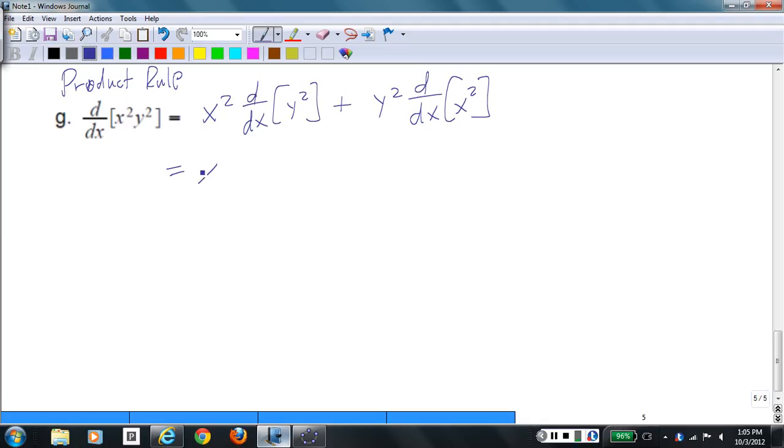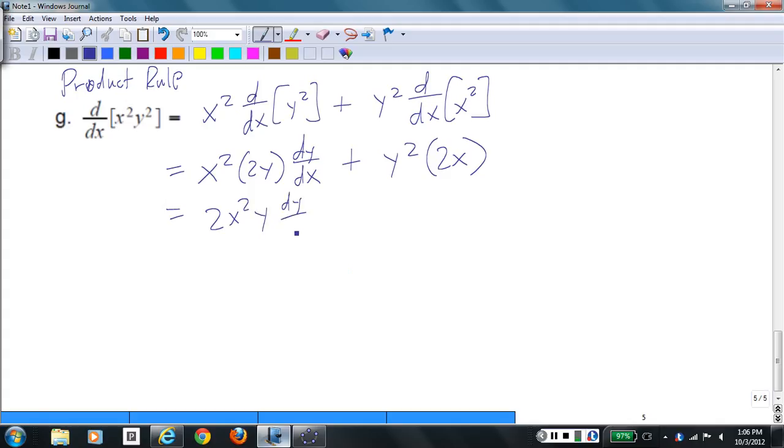So this is x squared. All right, d dx of y squared. Derivative, 2y times 2y. There we go. 2 times that something times the derivative of that something with respect to x. So 2y dy dx plus y squared times 2x. And maybe clean it up a little bit, but not too much simplifying to do. 2x squared y dy dx plus 2xy squared.